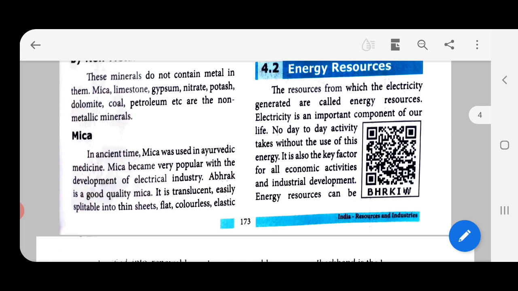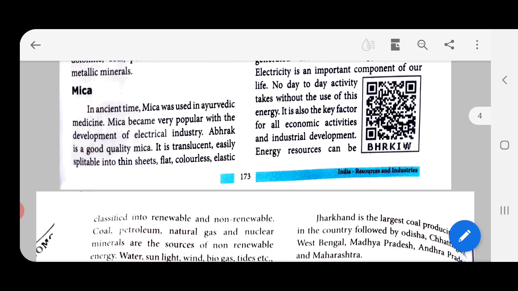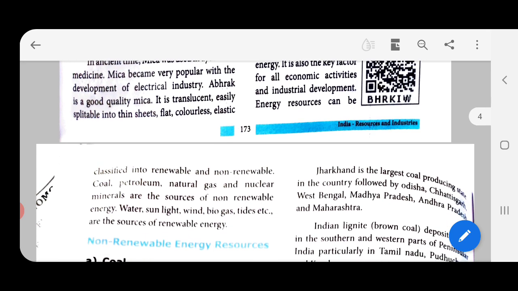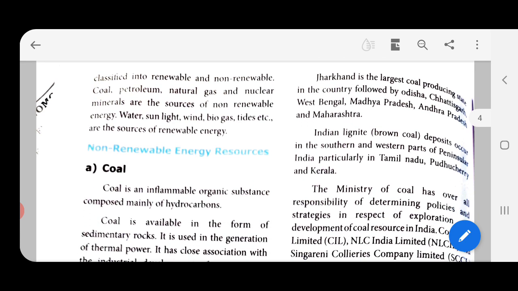Okay. So, electricity is an important component of our life. Without electricity there is no life, you already know that. No day to day activity takes place without the use of this energy. It is also the key factor, that means the main reason for all economic activities and industrial developments. Energy resources can be classified into two types. One is renewable and the other one is non-renewable.